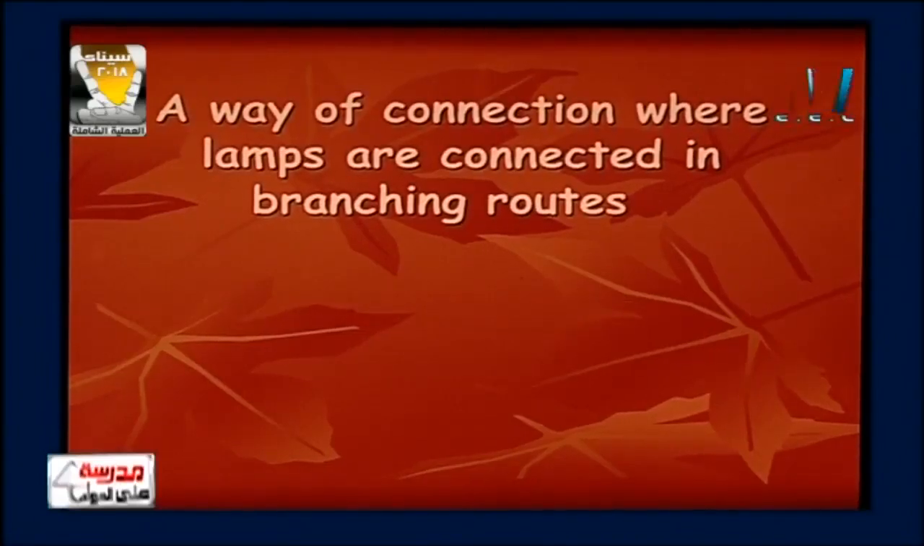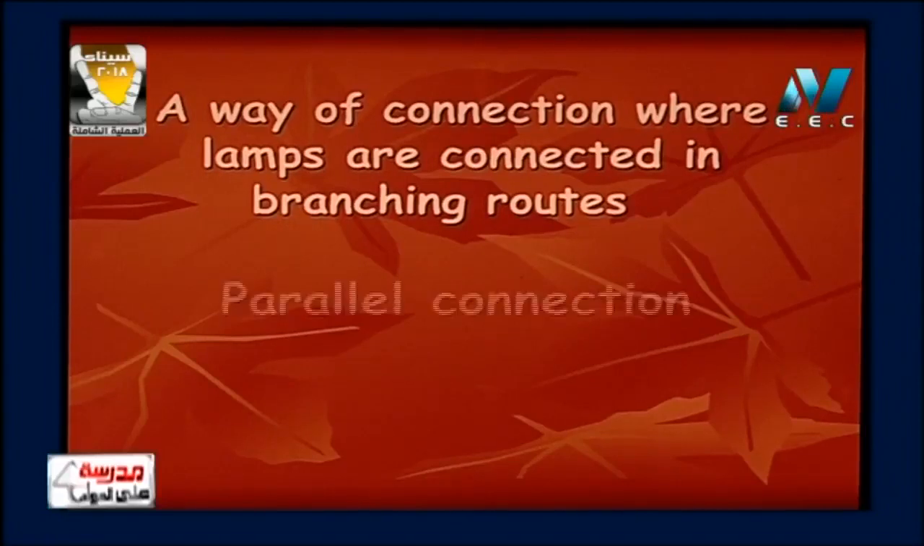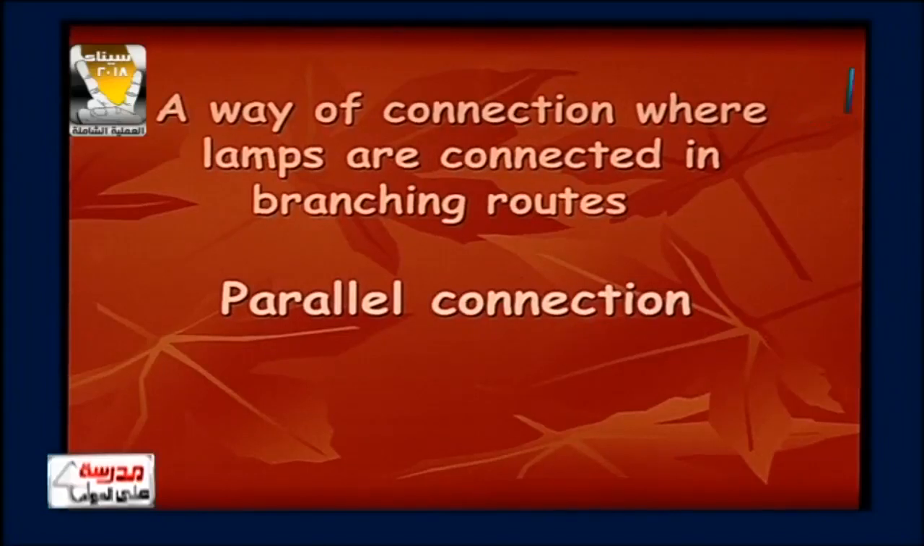Another question. A way of connection where lamps are connected in branching routes. In branching routes, here it says a way of connecting lamps in branching paths, so this is surely parallel connection. And at this point I have a very important give-reason question.